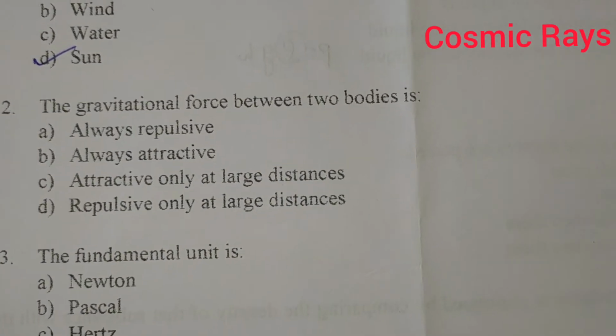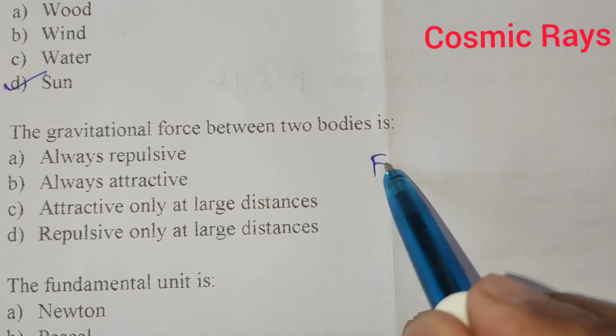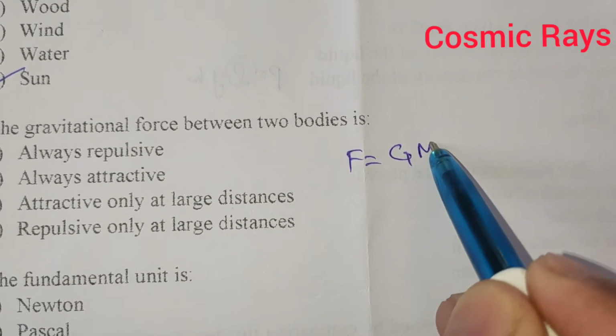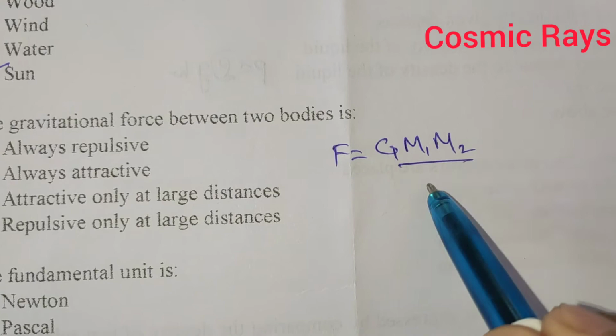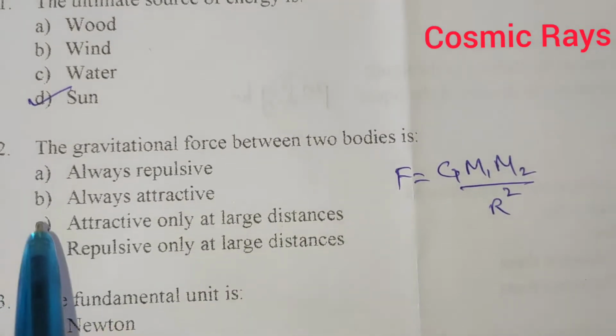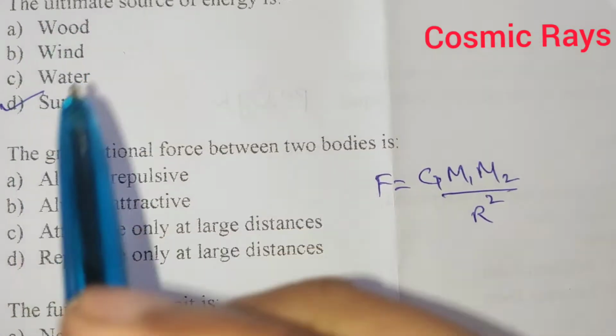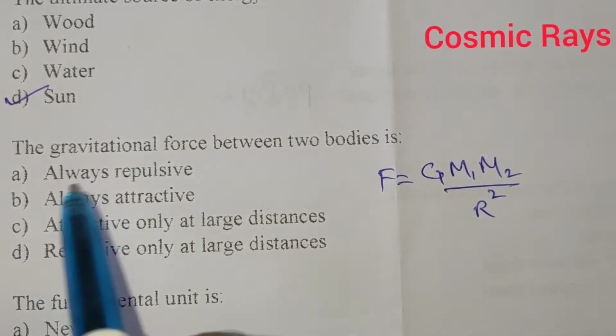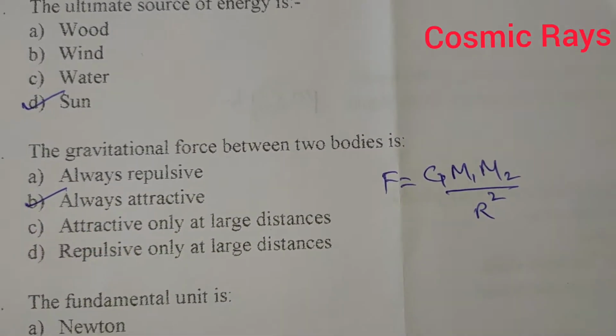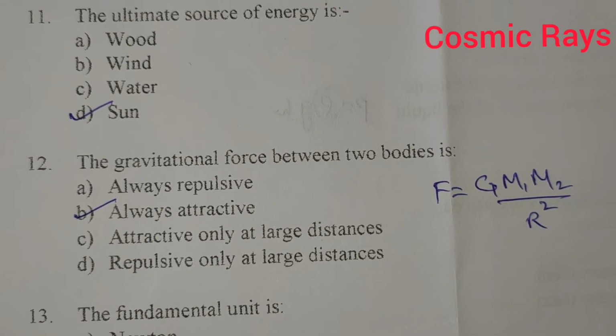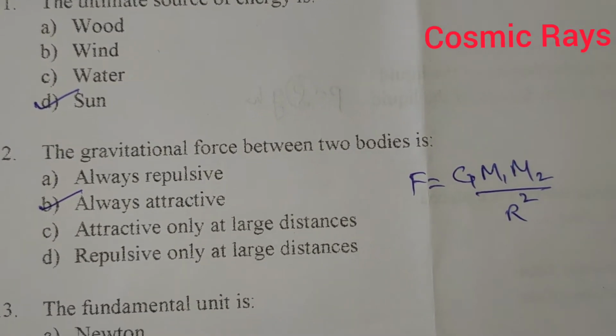Now moving on to the next question, it says the gravitational force between two bodies is. Please remember that the gravitational force between two bodies is always attractive. It can never be repulsive. So we have always attractive given in option B of the question paper.